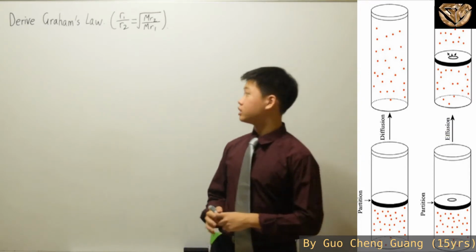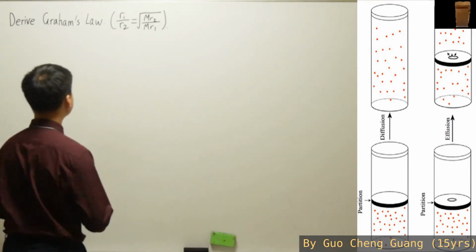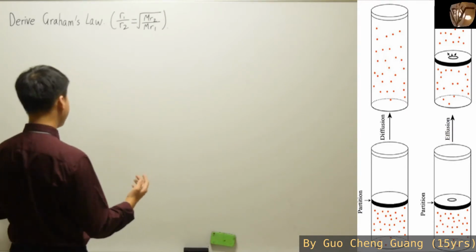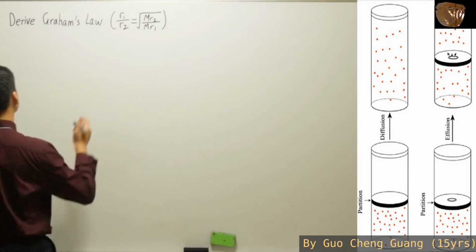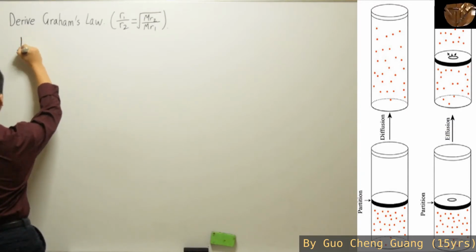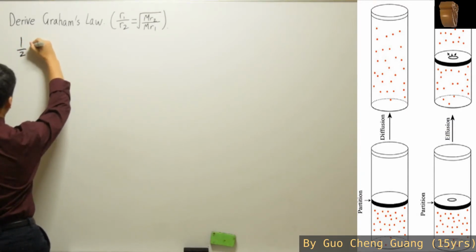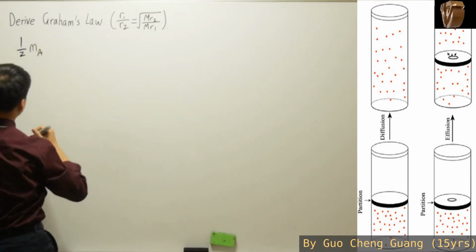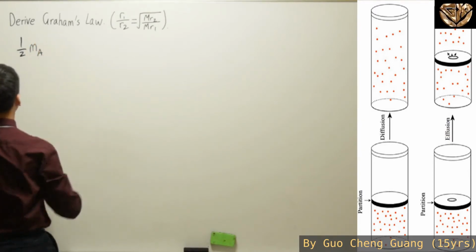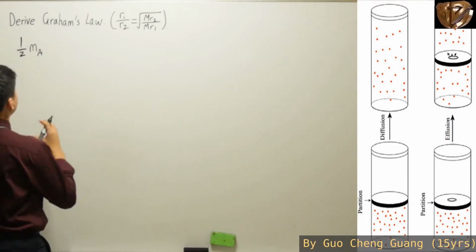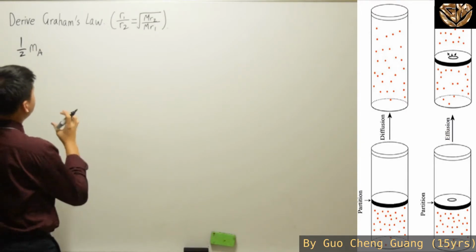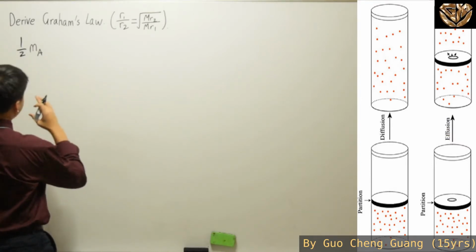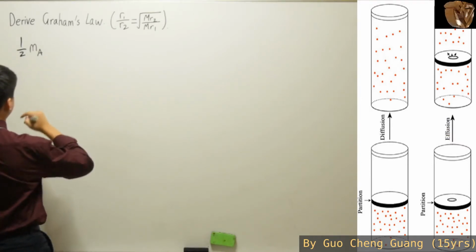Now, what exactly are we going to see? Let's say we call these two types of gases gas A and gas B. If we take a look at gas A, then what you're going to see is half, let's say, Ma. So this M is the mass for one particle, alright? So this M is the mass for one particle.